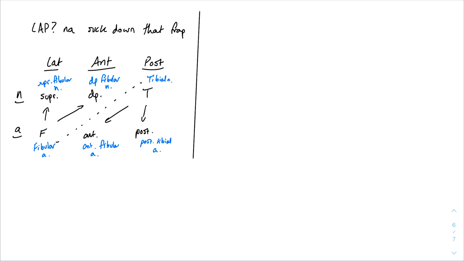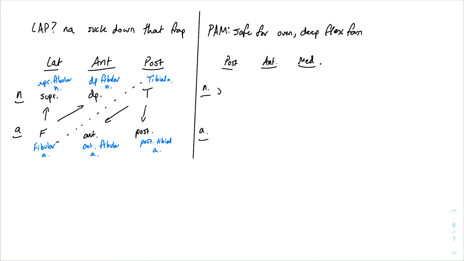So I'll draw a line. And we'll do the thigh, so PAM, SAFE, FOR, OVEN, DEEP, FLEX, FAM. So PAM is going to be for posterior, anterior, and medial compartments. The N and A again. So the S in SAFE is going to be for sciatic. The F in FOR is going to be for femoral. And the O in OVEN is going to be for obturator. And then DEEP is going to be for deep. FLEX is going to be for circumflex, so lateral, medial circumflex. And then FAM is going to just be for the femoral.